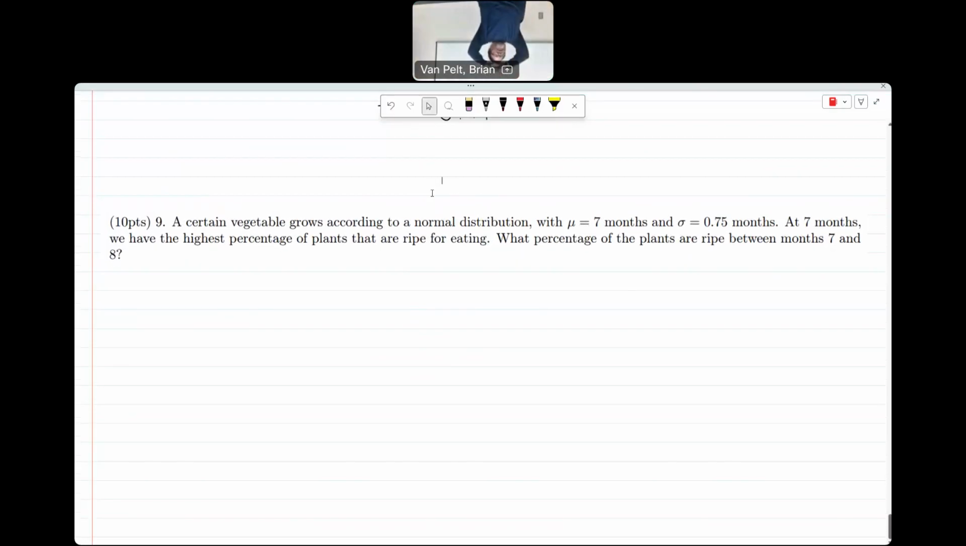So we have a vegetable that grows according to the normal distribution. It's got the mu of 7 months. So you're given the mu and sigma, there's nothing to have to try to figure out. I also indicate that at 7 months, we have the highest percentage of plants that are ripe for eating. So you know that 7 is the top of the curve, right? That's the middle. So what percentage of the plants are ripe between month 7 and 8? So you want to draw a picture.